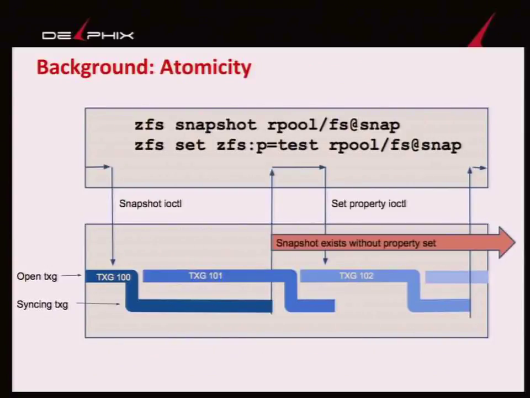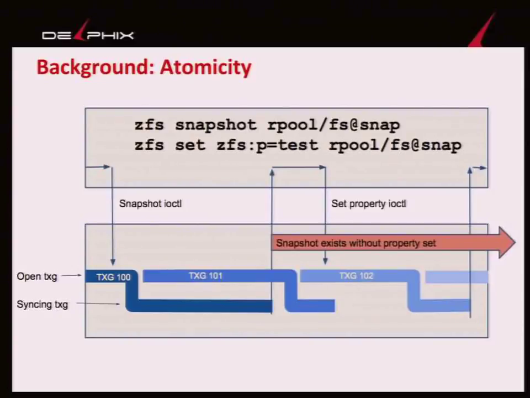Another problem with this scheme is atomicity. So in this example, we want to create a snapshot and set a property on it. Well, after we have created the snapshot, then the snapshot exists without the property being set. So there's really two problems with that. One is other applications could come in and do a ZFS list and ZFS get and see, oh, gee, this snapshot exists. What is its ZFS colon P user property? Oh, it's not there. Gee, I don't know what to do about it then.